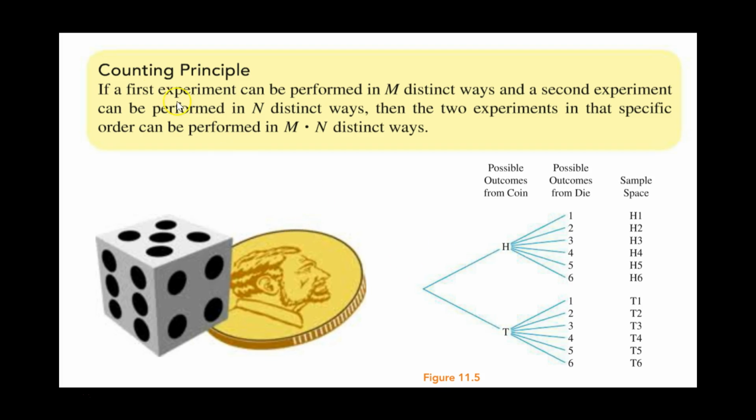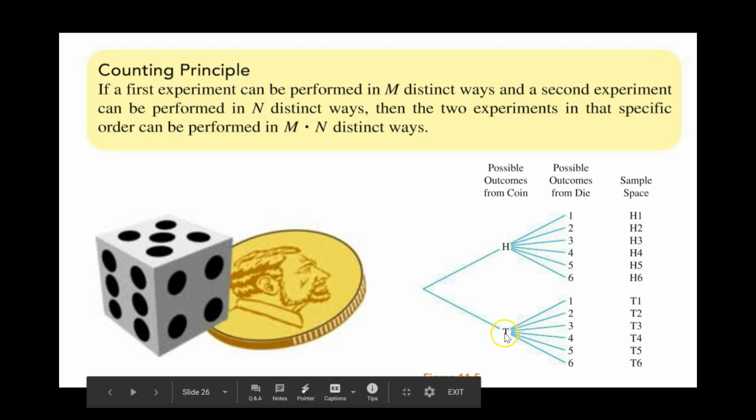Well, before we get to that problem, let's talk about the counting principle. If we're looking for any kind of sample space, we're going to be multiplying the outcomes together. The first outcome for this particular one is the coin being flipped. So M represents the coin. How many sides are on the coin? There's two: heads and tails.